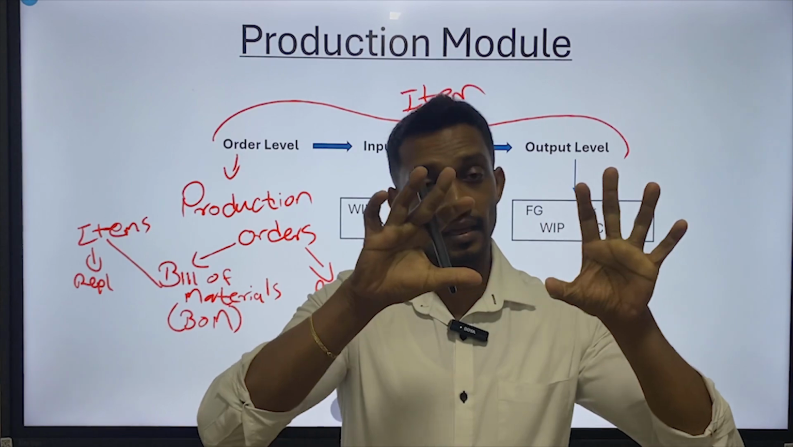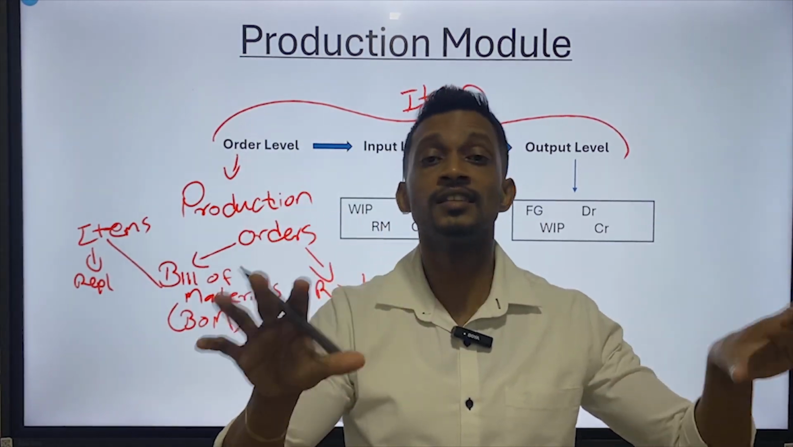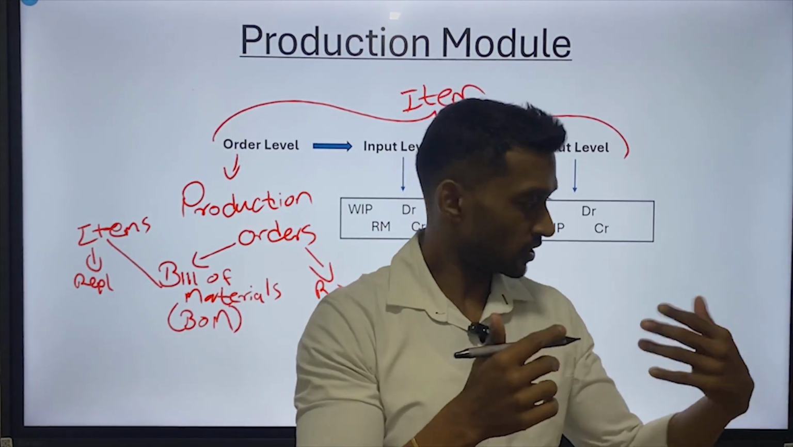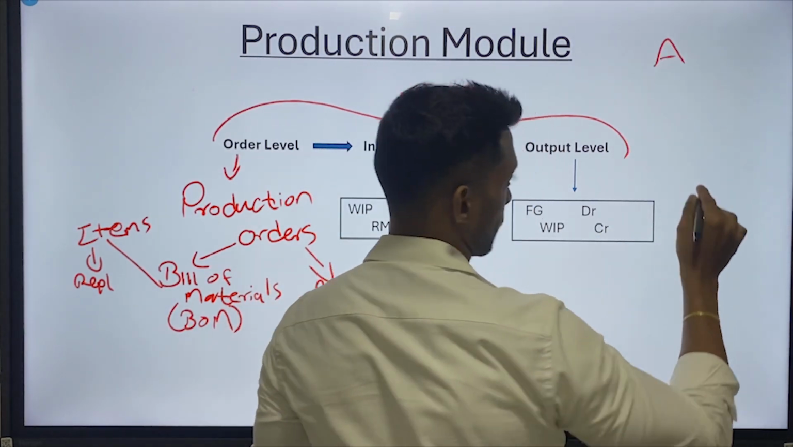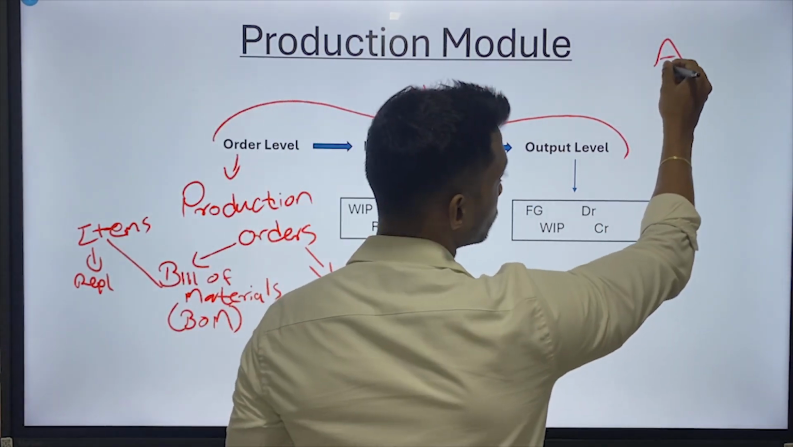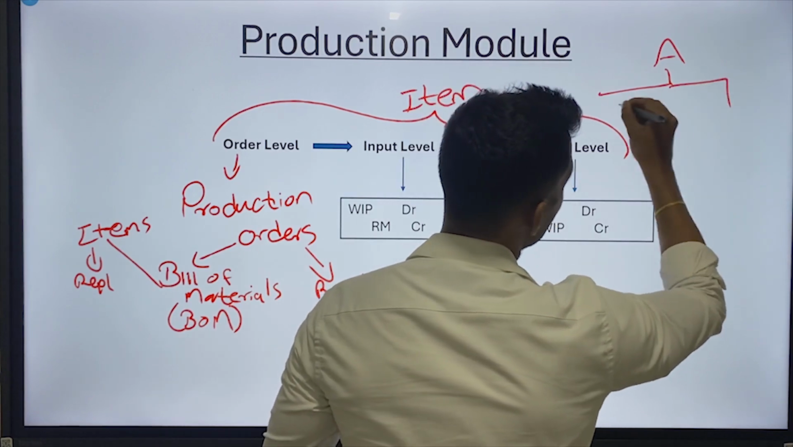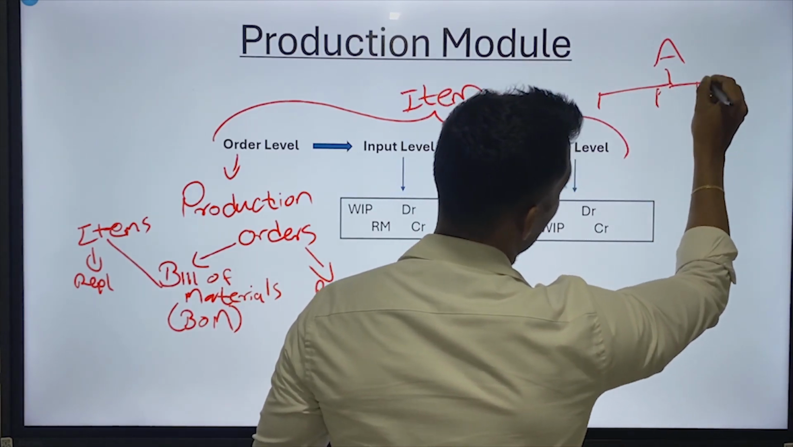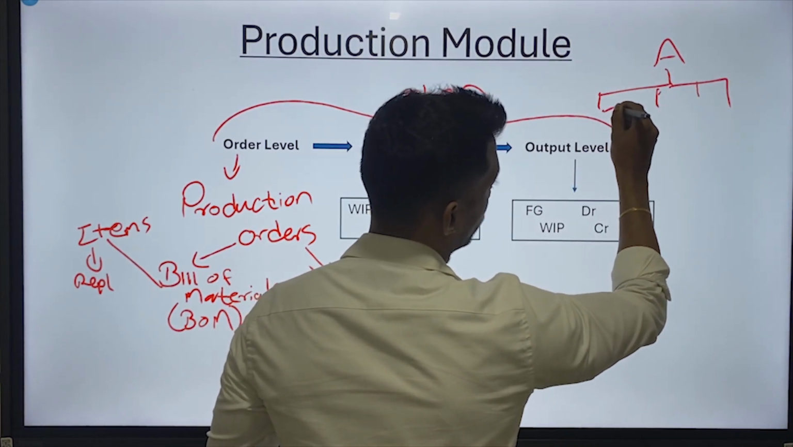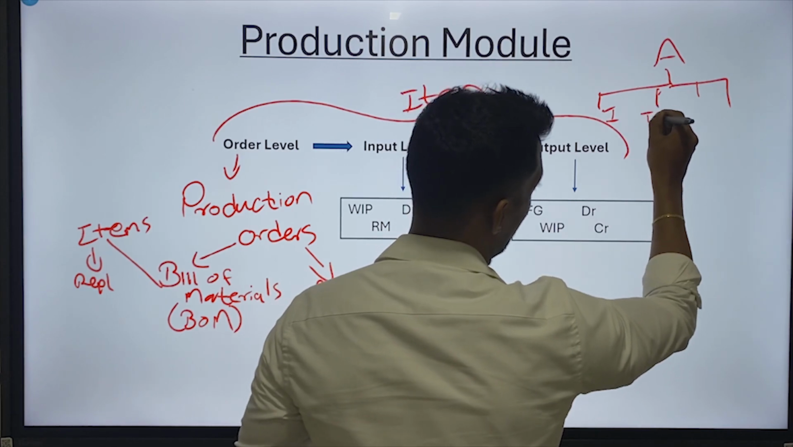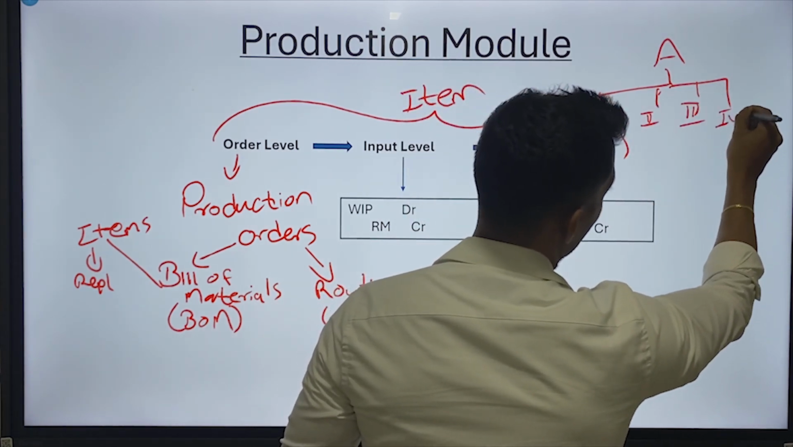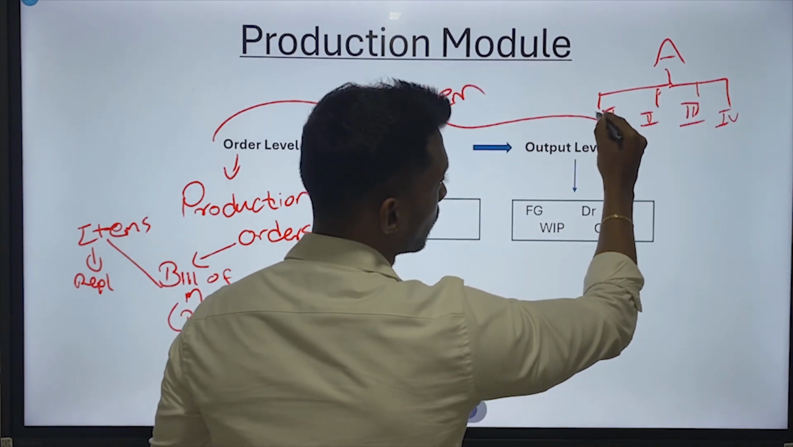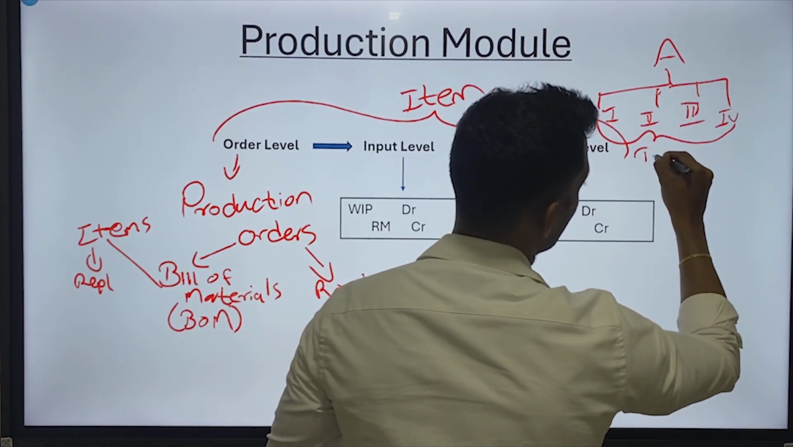BOM means the items which you are going to consume for this production. Just imagine you are going to produce item A. In order to produce item A, you need to have raw materials. You need RM number 1, RM number 2, RM number 3 and RM number 4. Those you have to record in the bill of material.